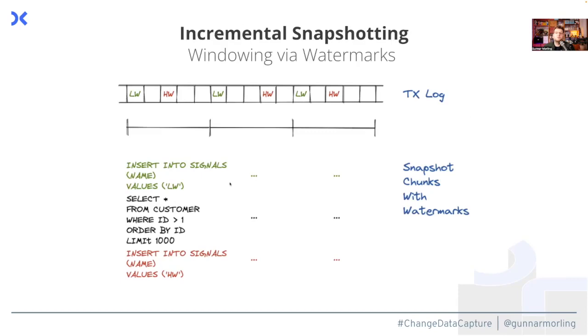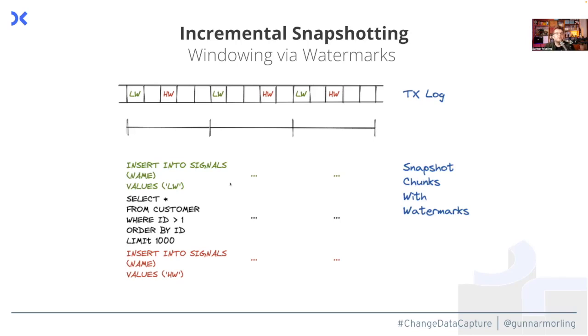And now what we also do is we insert watermarks into the transaction log. So essentially, whenever one of those snapshotting transactions runs, the process is that first of all, we insert what's called the low watermark into the transaction log. And of course, if we read from the transaction log, we will receive this marker event.